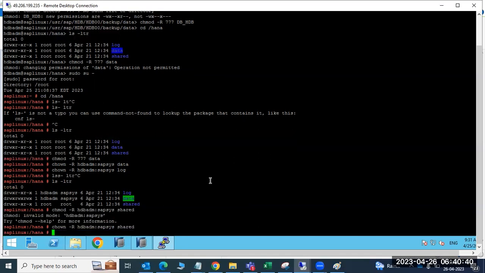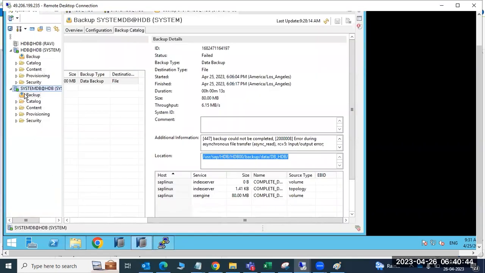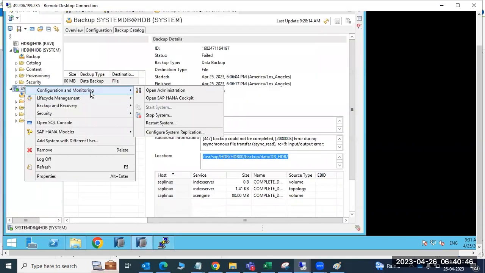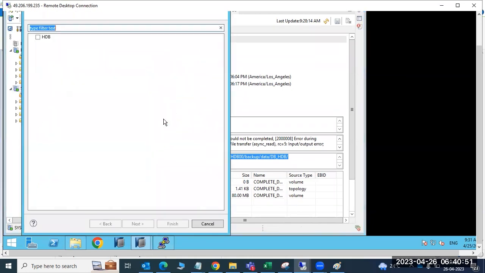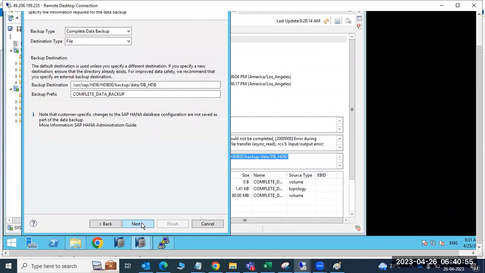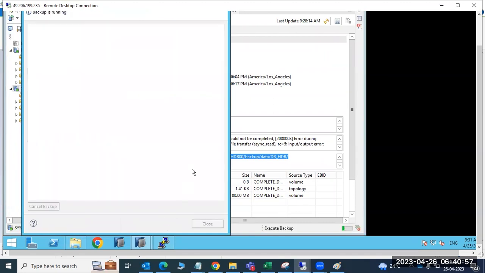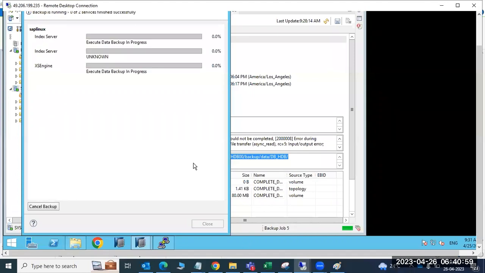Yes, set it out. It's done. So let me retry one more time. If it is still giving the error, it means this is because the file system is in the wrong type. The file system is in the wrong type. That's the reason we are getting this error.